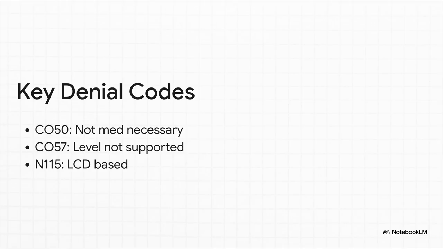Now, when payers do contest a claim, you're going to see these specific alphanumeric codes pop up on your explanation of benefits. CO50, that is your classic medical necessity denial. Then there's CO57, which flags that the level of service, the length, or the dosage just isn't supported. CO151 questions the frequency of the services billed. And finally, N115, which tells us the decision is tied directly to a local coverage determination.